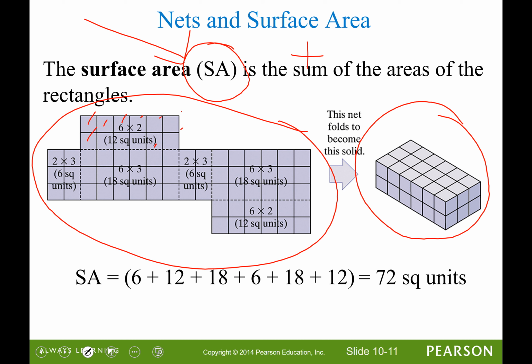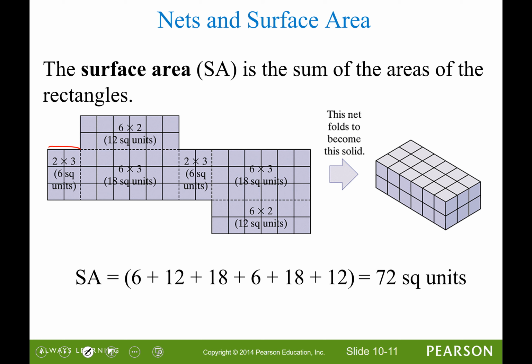So instead of going one by one with these rectangles, we're going to break it into, that one right there is 6 square units. This one right here is 12. This is a 6 by 3, so 18 square units. This 2 by 3 has 6 square units. This 6 by 3 has 18 square units. And lastly, this rectangle, this 6 by 2, has 12 square units.